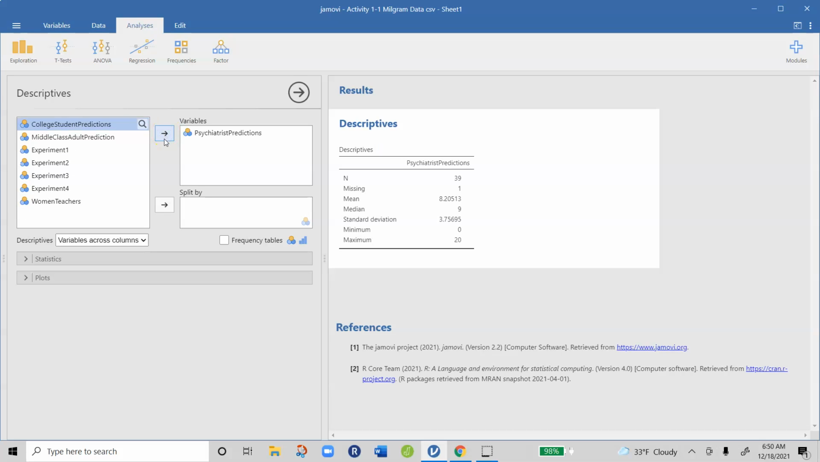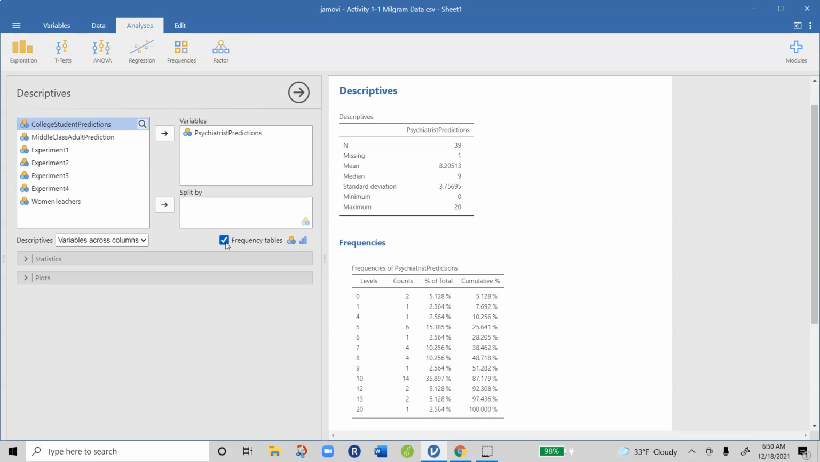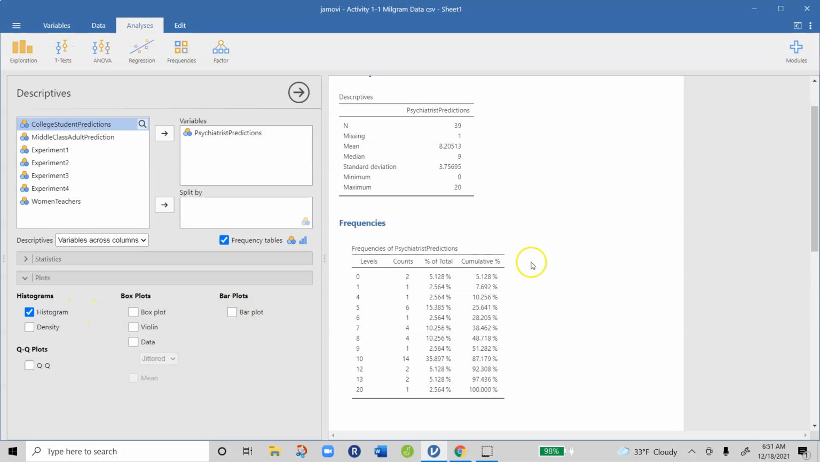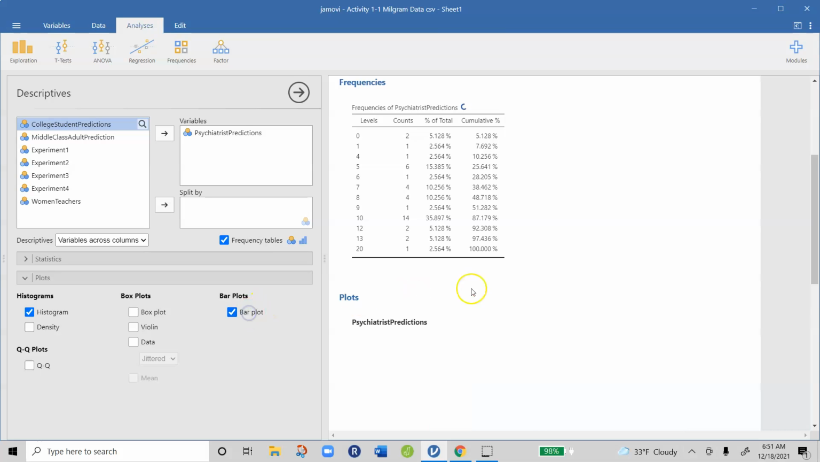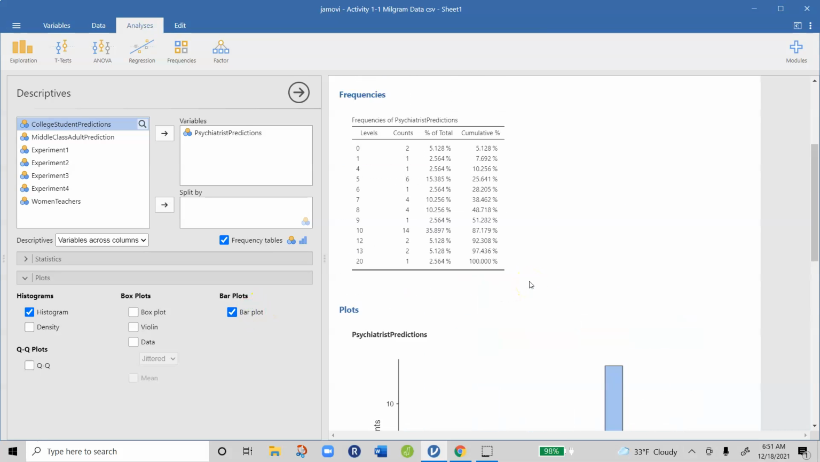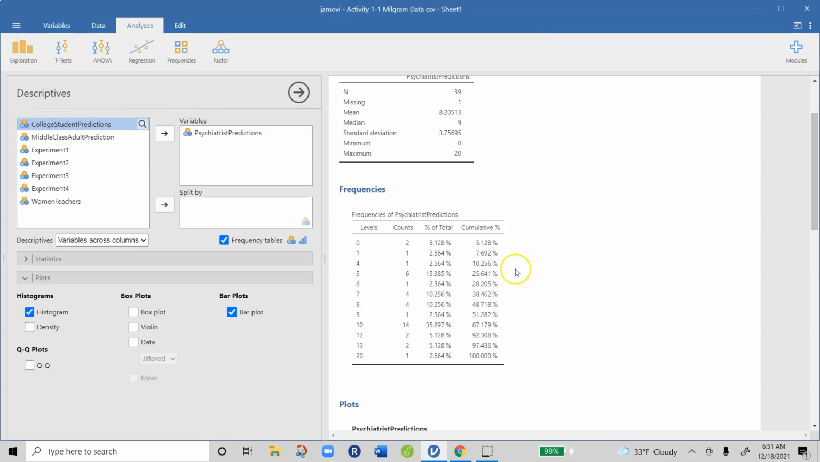And you can see that descriptive statistics pop up on the right-hand side. We're coming back to descriptive statistics in the next chapter. For right now, what we want to look at are frequency tables. You can also get plots of data down here. You can get histograms and a variety of different kinds of plots, bar plots, histograms, and so forth. Okay, so once you have this, you can see that we have the frequencies here.